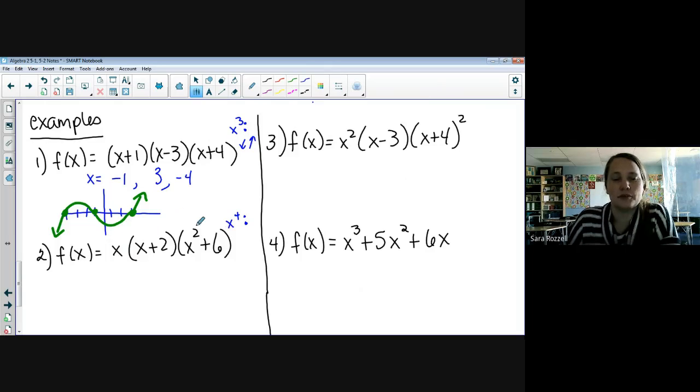You only have to do this multiplying stuff if you have it in factored form. Is this a positive or a negative graph? It's positive. So positive x to the 4th, our arrows are both going to be going upward.